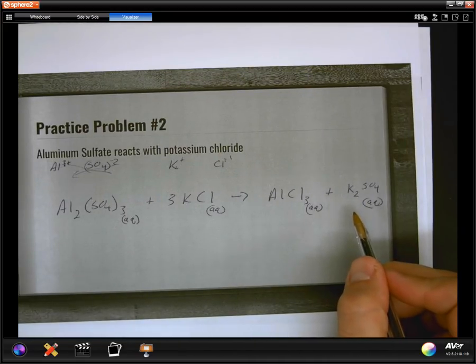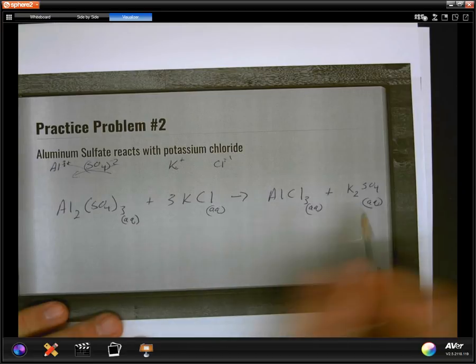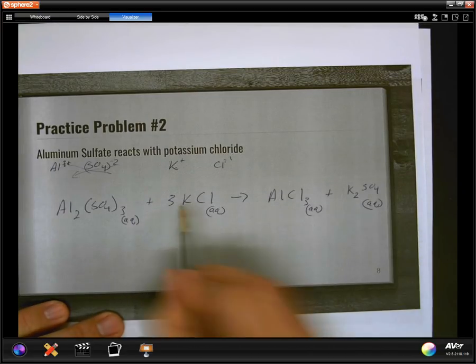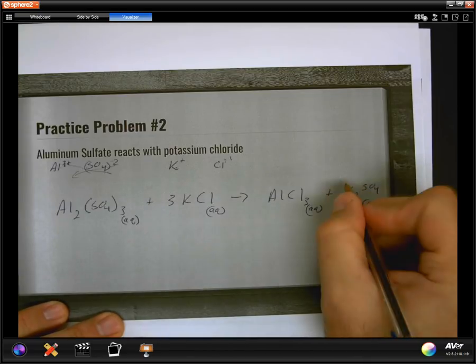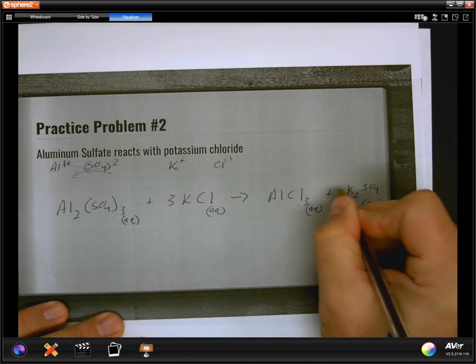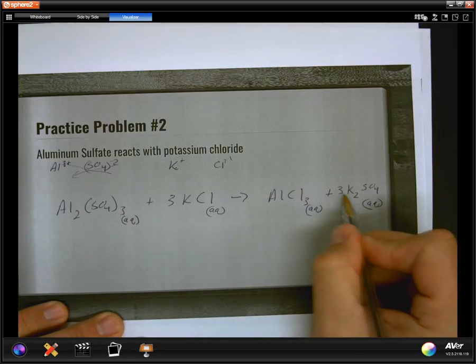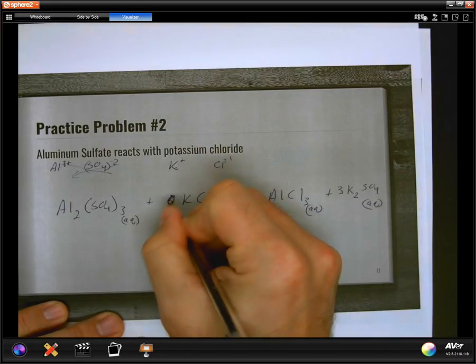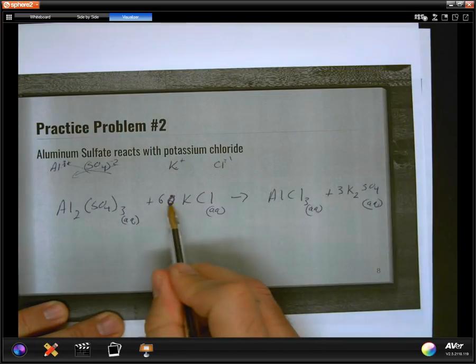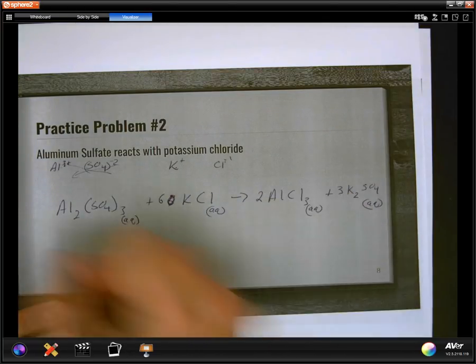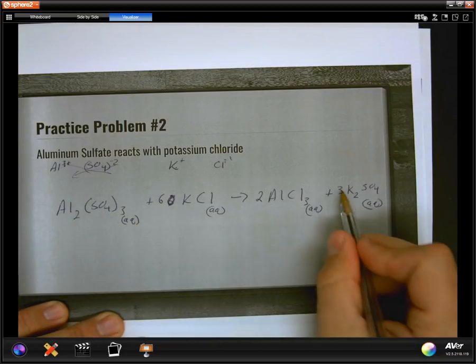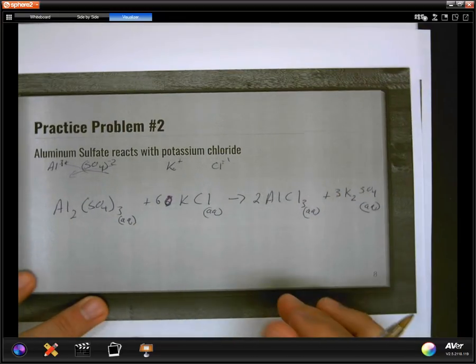So as I do that, I got 3 potassiums, I got 2, so that's going to be an issue here. So what do I need to do? I need to triple this. So as I triple that, now that gives me 6 potassiums. I need to go back and change that. I got 6 chlorines, so I need to put a 2 here. Now I have 2 aluminums, 3 sulfates, and we're done.